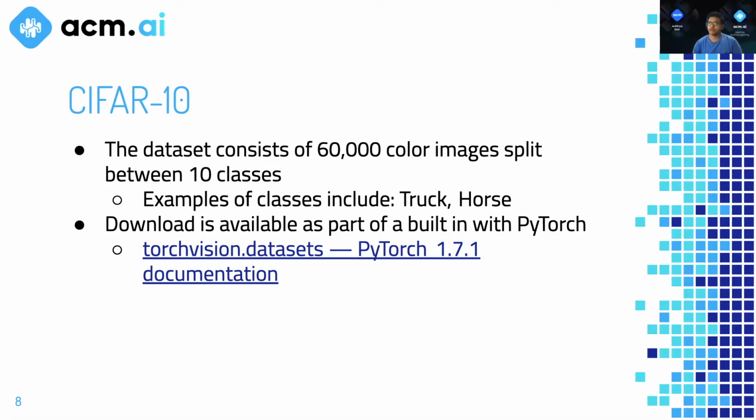Since there are 10 classes, there's about 6,000 images for each class. So you're not training a model to identify one particular class or one particular type of image better than other images. It's a pretty even split between all the different classes.